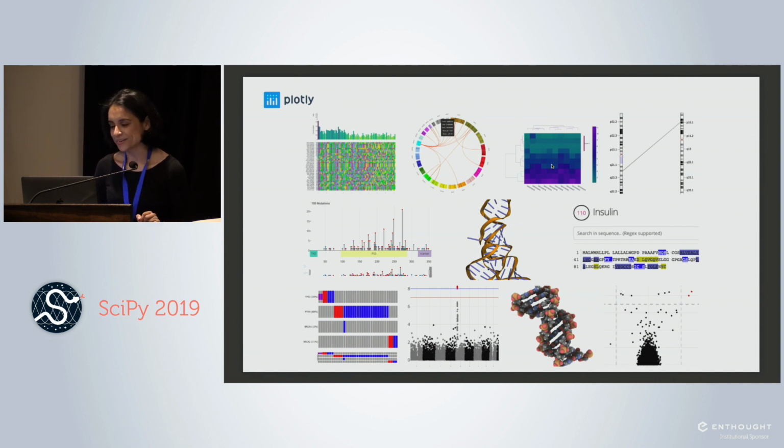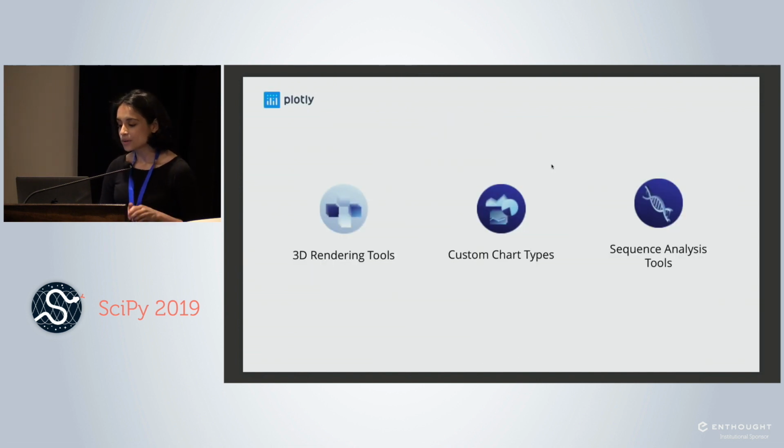Great. Okay, so these are all of the Dash Bio components. There's quite a lot, so in the interest of time and your attention, I'm going to just focus on a few of them. We have three main types of components. We have three-dimensional rendering tools, custom chart types, and sequence analysis tools.